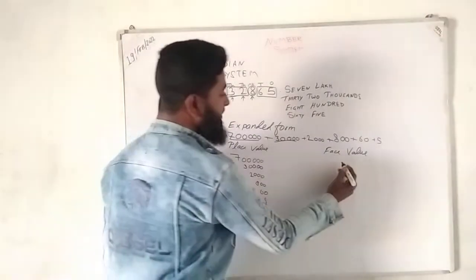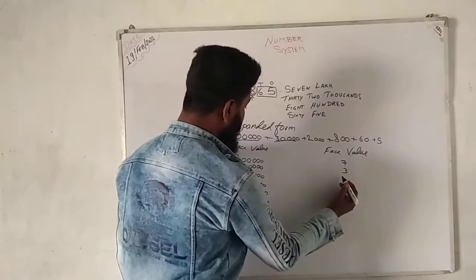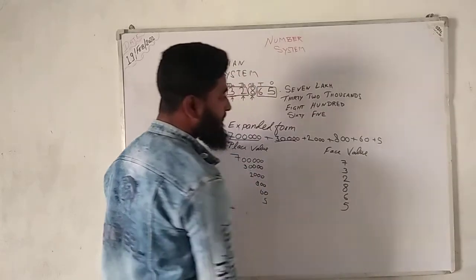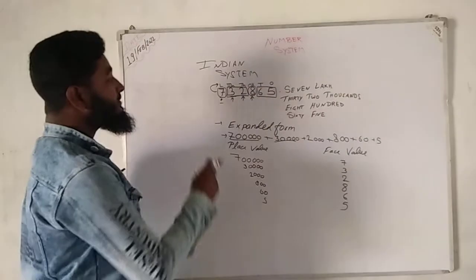Number is 7, then place value is 7. Number is 3, place value is 3. Number is 2, place value is 2. 8 and 8, and then 6 and 6, and then 5 and 5. So the place value and the face value.